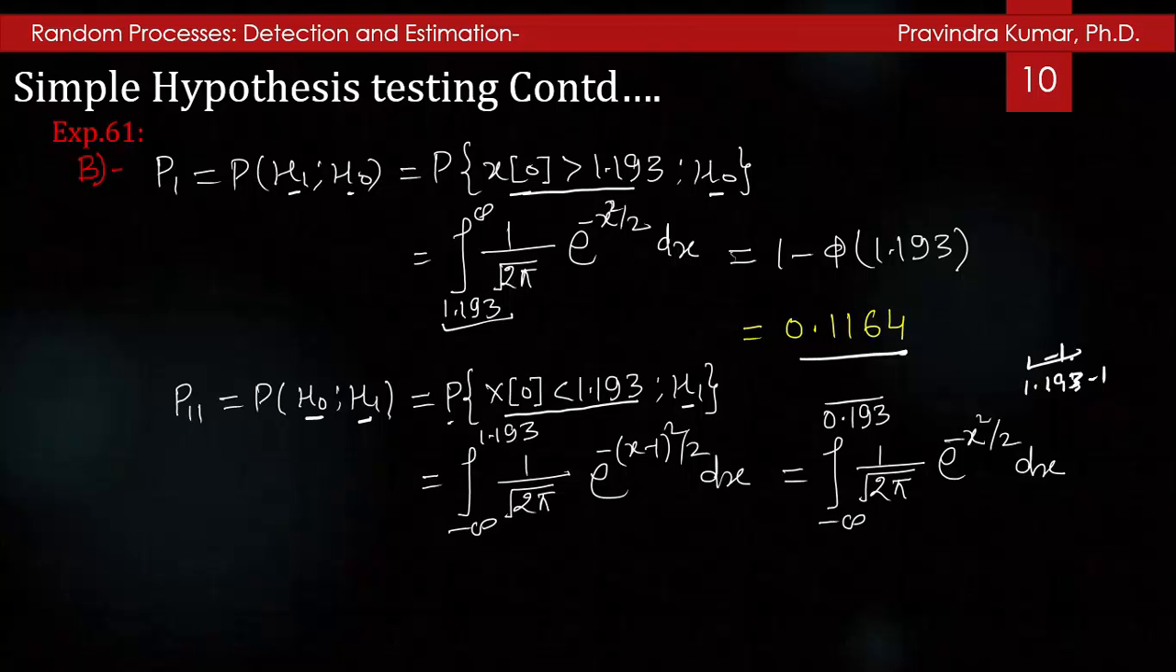So the integration from minus infinity to 0.193 of 1 by under root 2 pi e to the power minus x square by 2 dx, and this is phi 0.193. From the table of the cumulative distribution function you can find the value is 0.5765. We have shown how to read the value from the cumulative distribution function table in the previous lectures, and this second type error is 0.5765.